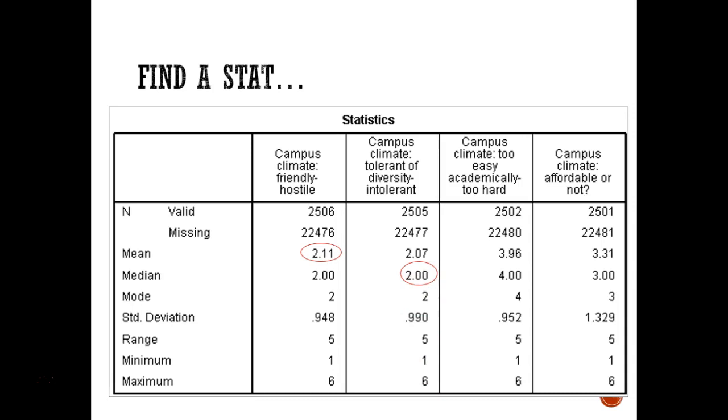And then finally the campus climate, too easy academically or too hard. As we talked about before, we know that the mode there was pretty high at 4 out of 6. So the students are finding that pretty tough. But it's just helpful to see on this printout where these things lie.